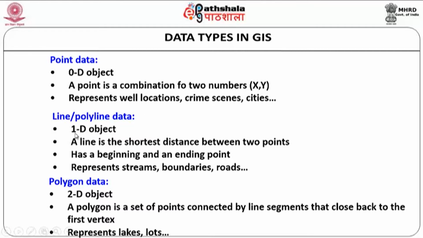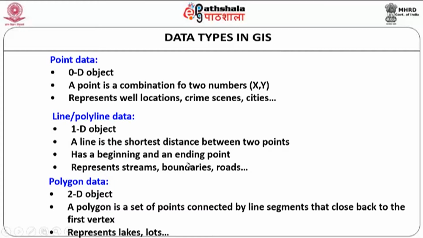Line data is single dimension. A point has neither length nor area. A line or a polyline, though it is one-dimensional, doesn't have area, it has only length. And it's nothing but the shortest distance between two points. Of course, this is a very simple thing, everybody knows.